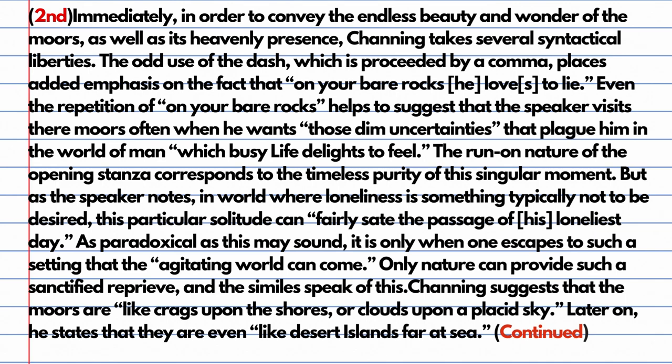So immediately, in order to convey the endless beauty and wonder of the moors, as well as its heavenly presence, Channing takes several syntactical liberties, right? So it's hard to quote syntax, so I'm just going to paraphrase this. The odd use of the dash, which is preceded by a comma, places added emphasis on the fact that on your bare rocks, he loves to lie, right? So get quoting in like the fourth, fifth sentence. So we promised a discussion of syntax, and that's what you're getting right here. Even the repetition of "on your bare rocks" helps to suggest that the speaker visits these moors often when he wants those dim uncertainties that plague him in the world of man, which busy life delights to feel.